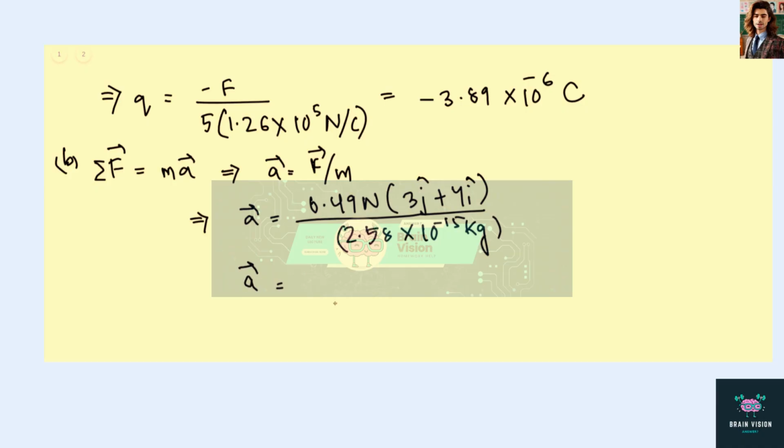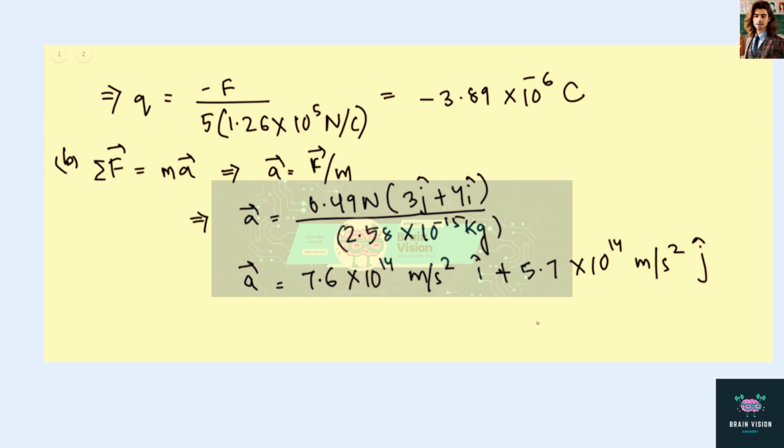We solve this equation and we get the acceleration to be 7.6 times 10 to the power 14 meter per second squared i cap plus 5.7 times 10 to the power 14 meter per second squared j cap.